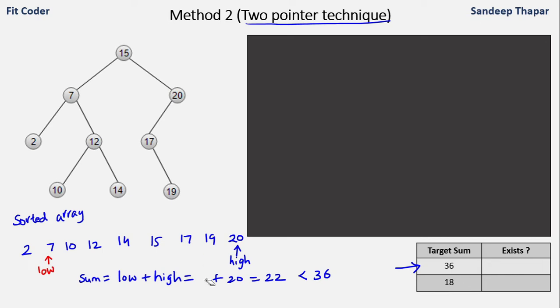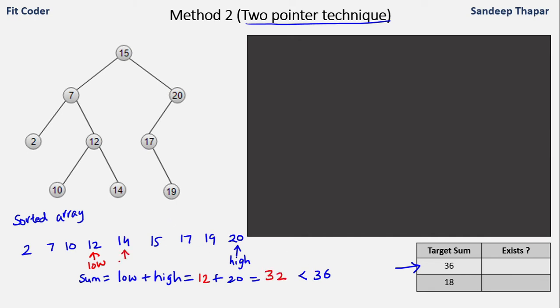We again find out the sum. So it is 7 plus 20, which is 27. It is again less than 36. So now we again increment the low pointer. It is pointing to 10. So it is 20 plus 10, which is 30. It is again less than 36. So we again increment low. It is now pointing to 12. So now it will be 32, which is again less than 36.